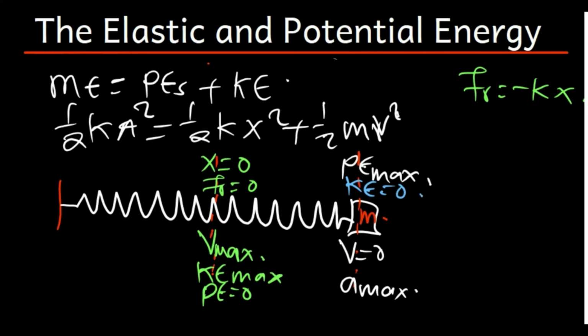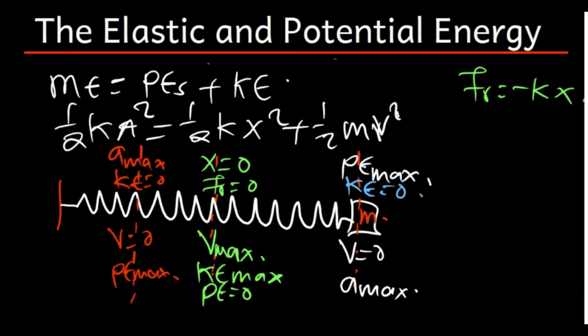Now when you're trying to compress this, it is the same thing. If I'm trying to compress here, we're going to see that we're going to have the maximum acceleration, the kinetic energy is going to be 0, the velocity will be 0, and the potential energy is going to be at its maximum position.